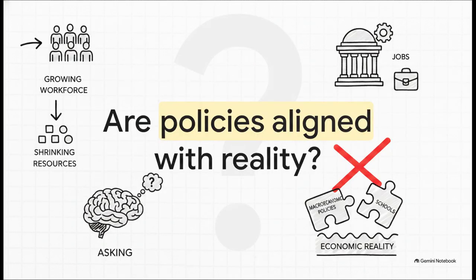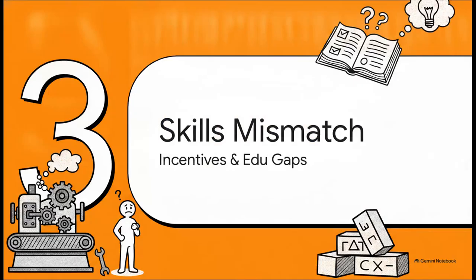So we've got a growing workforce and shrinking resources to build jobs for them. You'd think macroeconomic policies and schools would be working overtime to fix this, right? Well, that leads us to ask, are our macroeconomic policies and education systems actually aligned with our economic reality? Let's find out in our third bucket, skills and policy mismatch, focusing on artificial incentives and educational gaps.